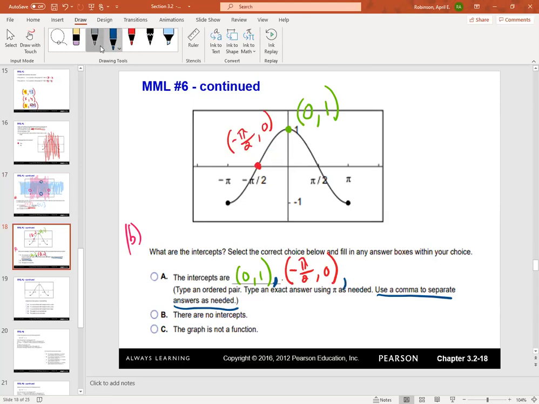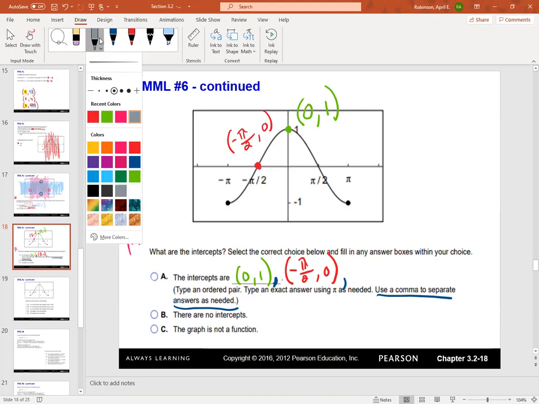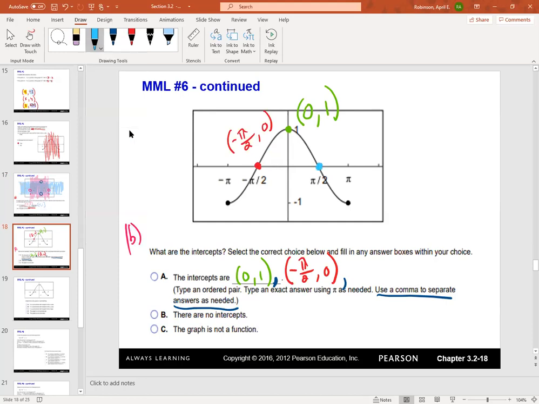And then I have one more X intercept. It's this one right here, and that is X is +pi/2 and Y is 0. That's it. Those are my 3 intercepts for that chunk of the graph.